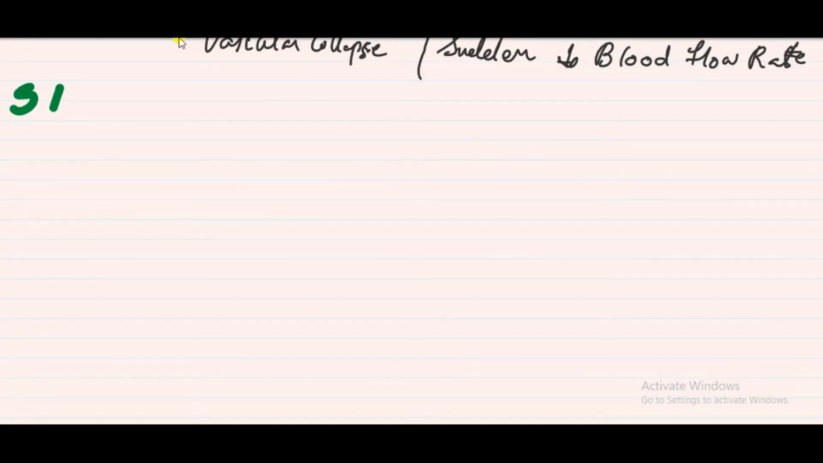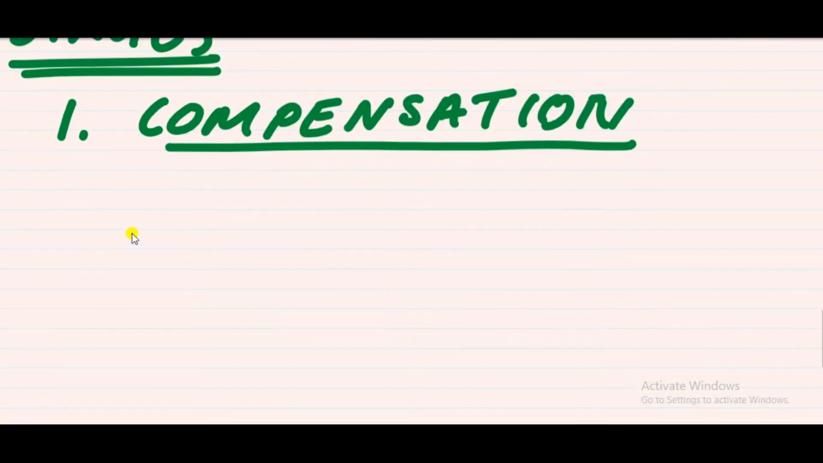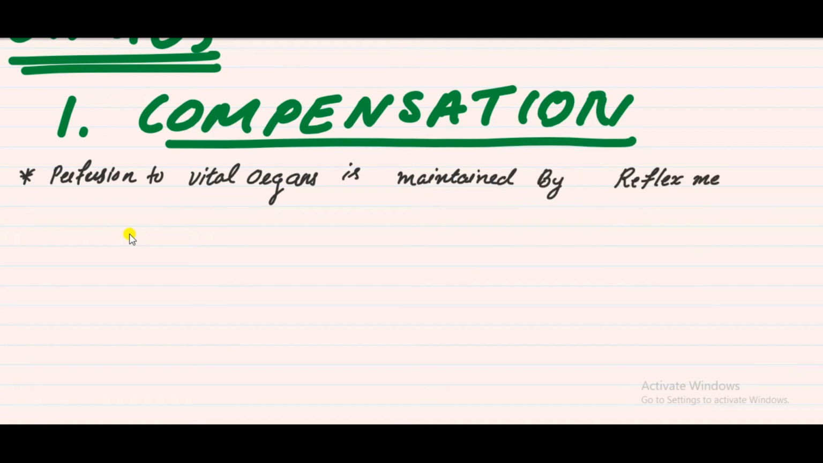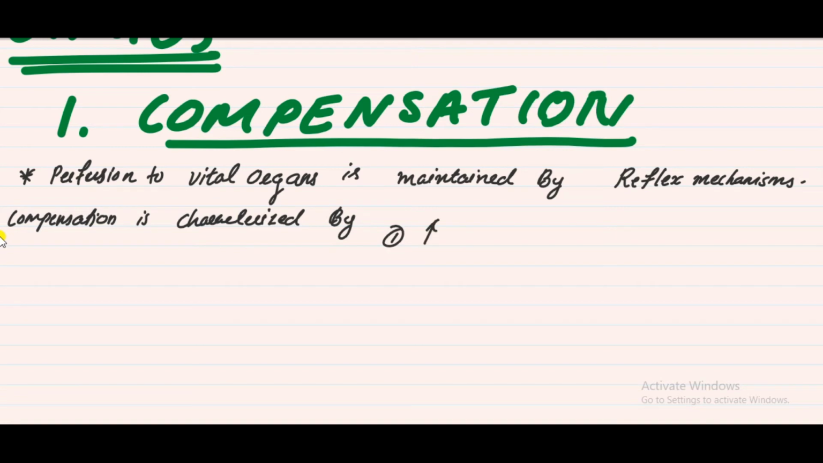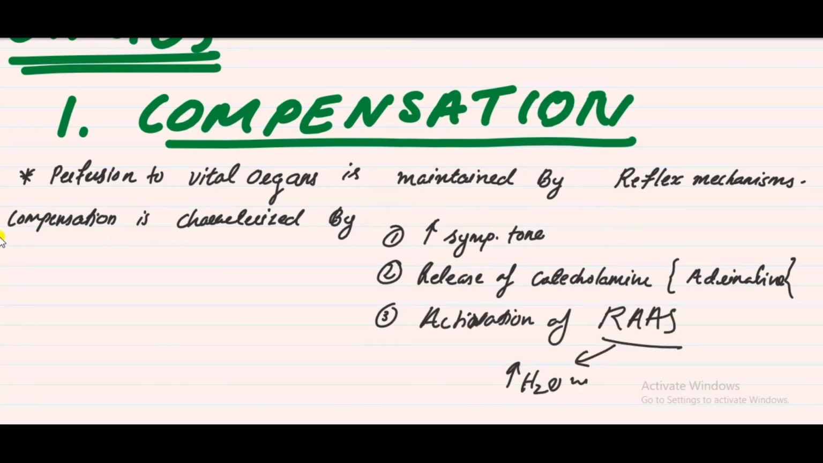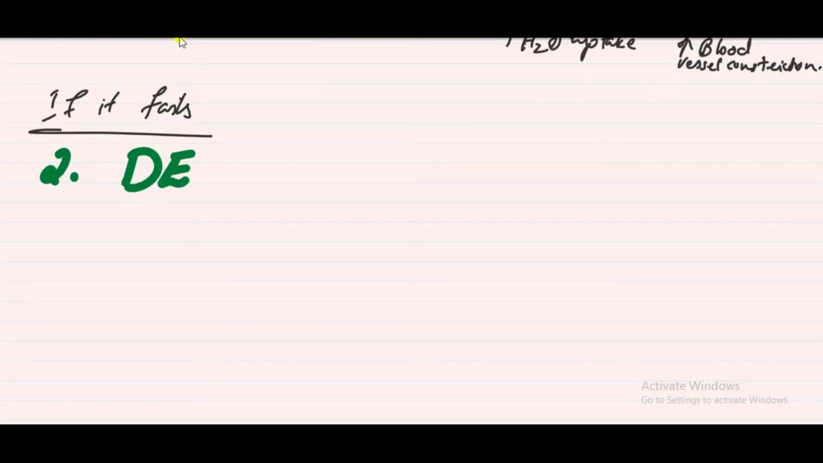The stages of shock: first one, compensation. Perfusion to vital organs is maintained by reflex mechanism. Compensation is characterized by increasing sympathetic tone, release of catecholamines, and activation of RAS. For catecholamine, for example, adrenaline. In RAS, we can see increased water uptake and increased blood vessel constriction. So if it fails, decompensation can happen.